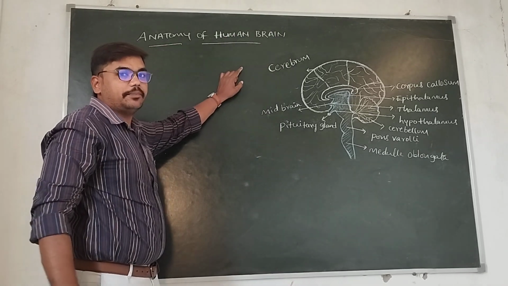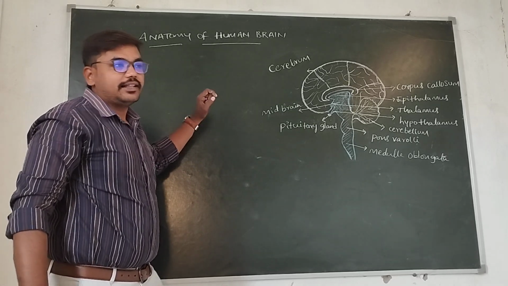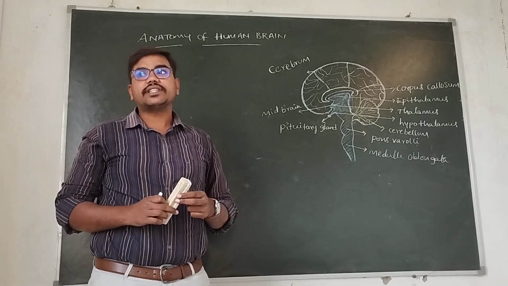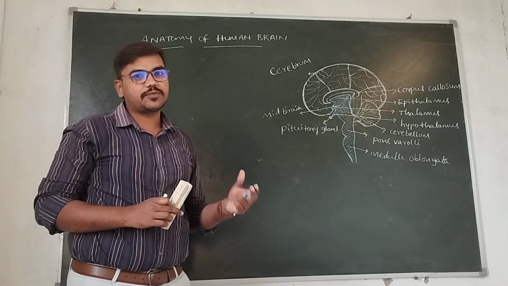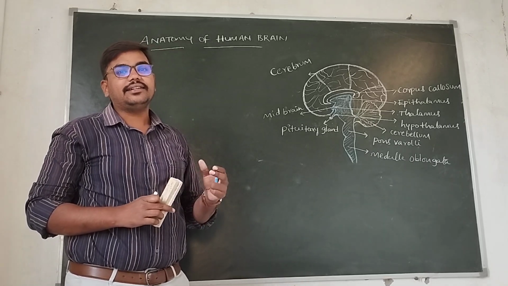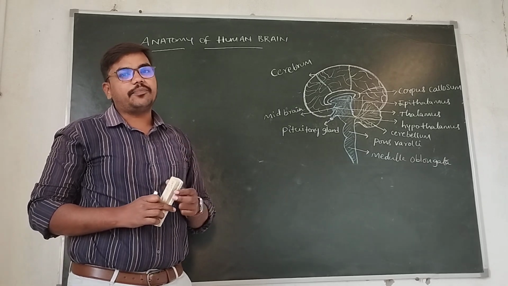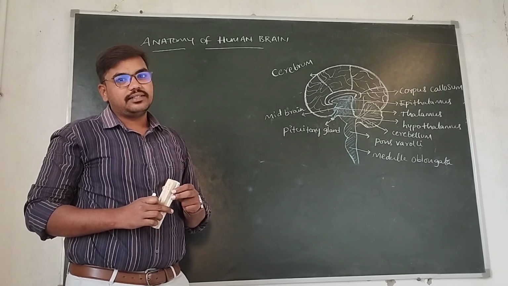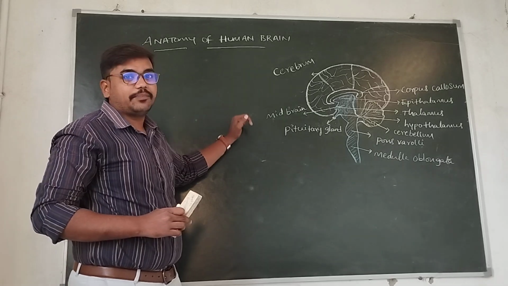Anatomy of the human brain. The brain is a vital organ in our body. Why? Because the brain coordinates our body parts and also senses our environment. That means it recognizes various types of smells, tastes and touch. All these sensations are recognized by our brain, and the brain also regulates our body functions. That's why the brain is a vital organ. But where is the brain located?